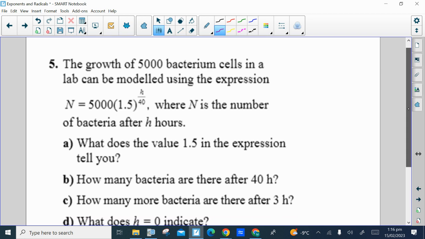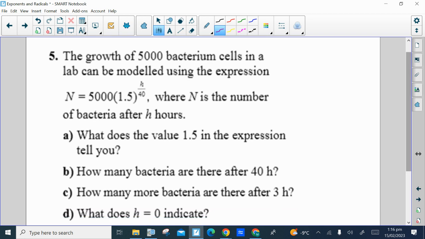All right, number 5 on the next page. The growth of 5,000 bacterium cells in a lab can be modeled using that expression. N is the number of bacteria after H hours. We saw an example like this yesterday. What does the value 1.5 in the expression tell you?